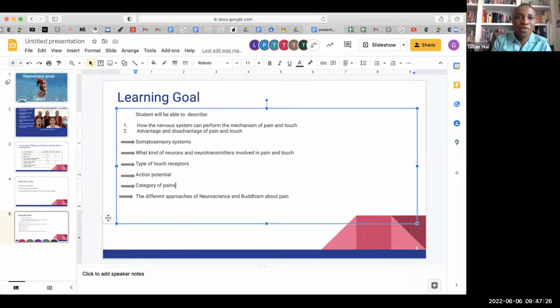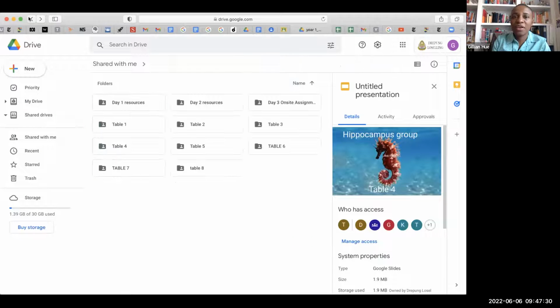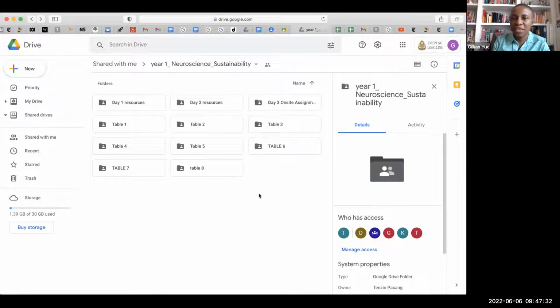Okay, very good. These are looking very good. Is there another table that would like to volunteer?